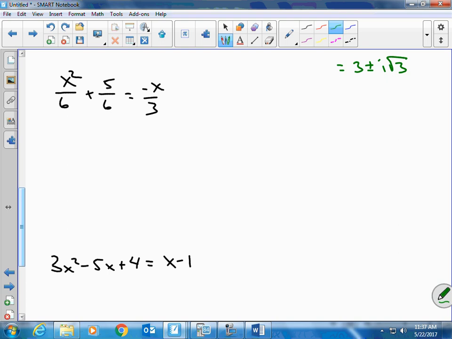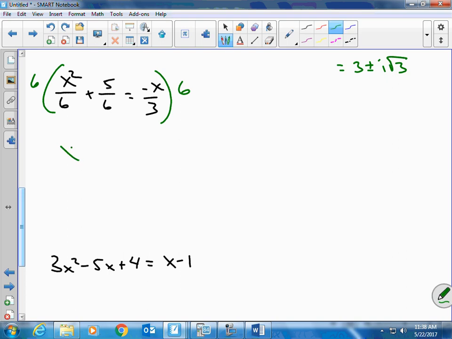Those who are still here, your tip is multiply the entire equation by the common denominator, by the least common multiple. Why? So you can clear the fractions. Okay, so let's do that. Multiply everything by 6, my common denominator, my least common multiple of all of the denominators. So when I multiply the x squared over 6 times 6, the 6's go away, and I get x squared.